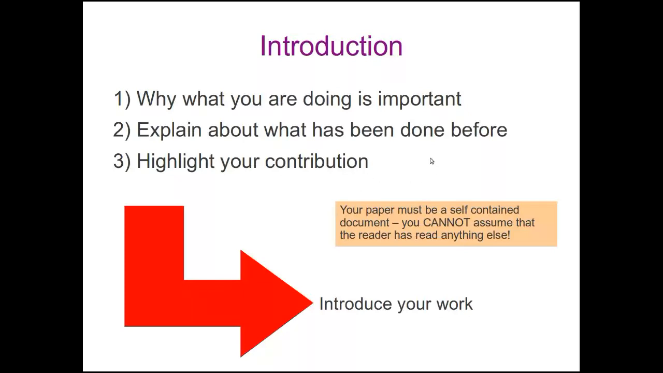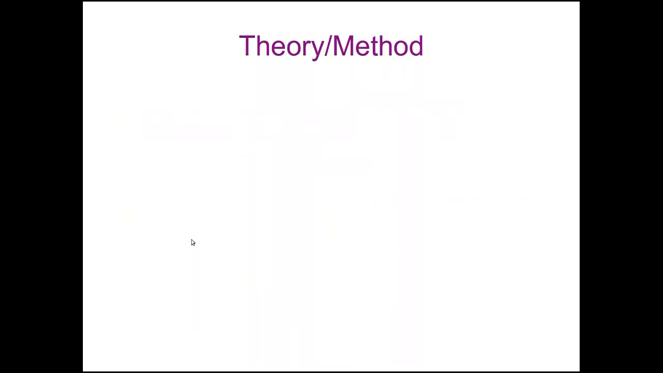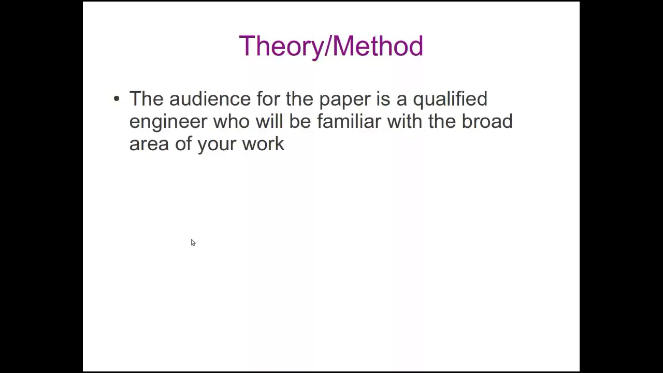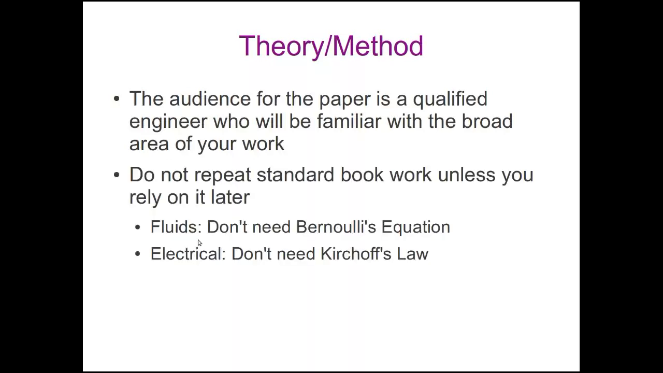In the theory and method section, basically what you do is outline the theories and methods that you've been using. And the key mistake I think that people make here is they forget the audience. The audience is actually someone who's a qualified engineer who'll be familiar with the broad area of your work, which means that you don't actually need to repeat simple things like bookwork unless you particularly rely on it in some very specific and quite detailed way later.